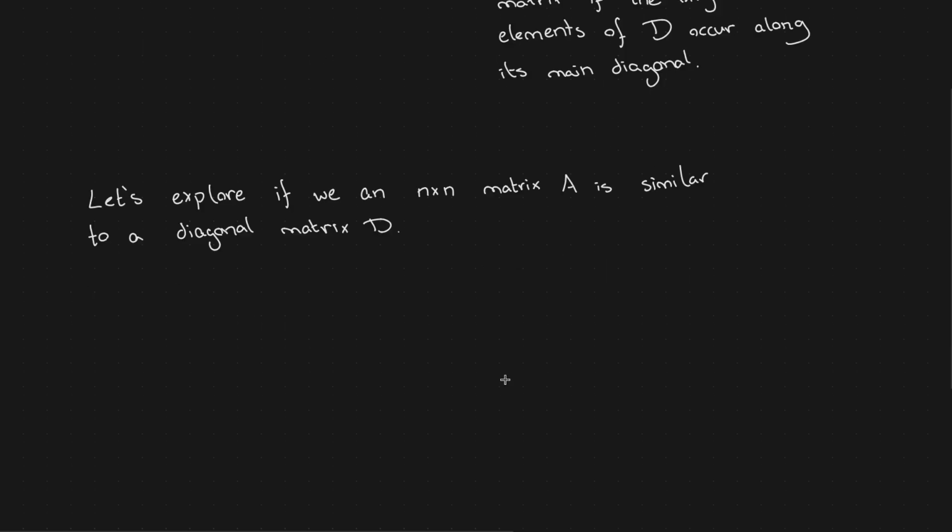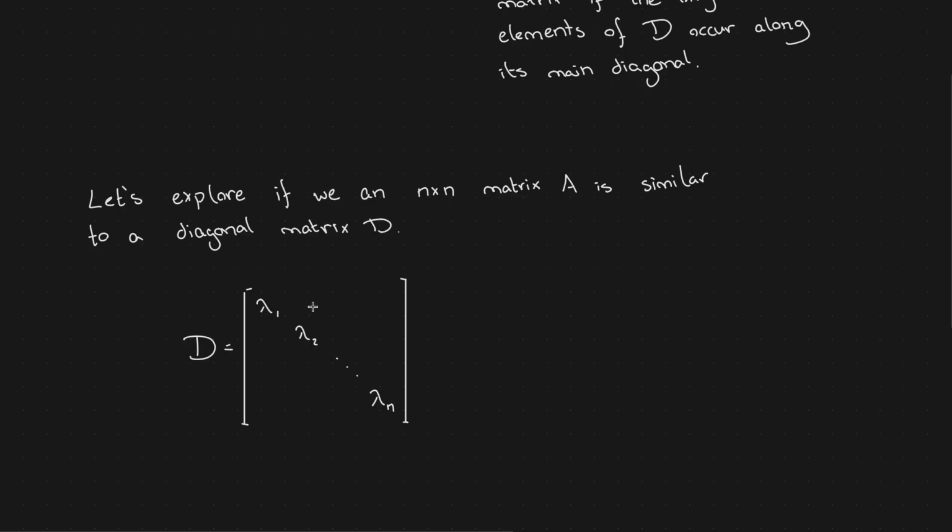So to do this, I know D is a diagonal matrix. So I'm going to set the diagonal entries of D equal to lambda 1, lambda 2, all the way down to lambda n. It needs to be an n by n matrix, since A is an n by n matrix, right? It needs to be a square matrix of the same dimension.